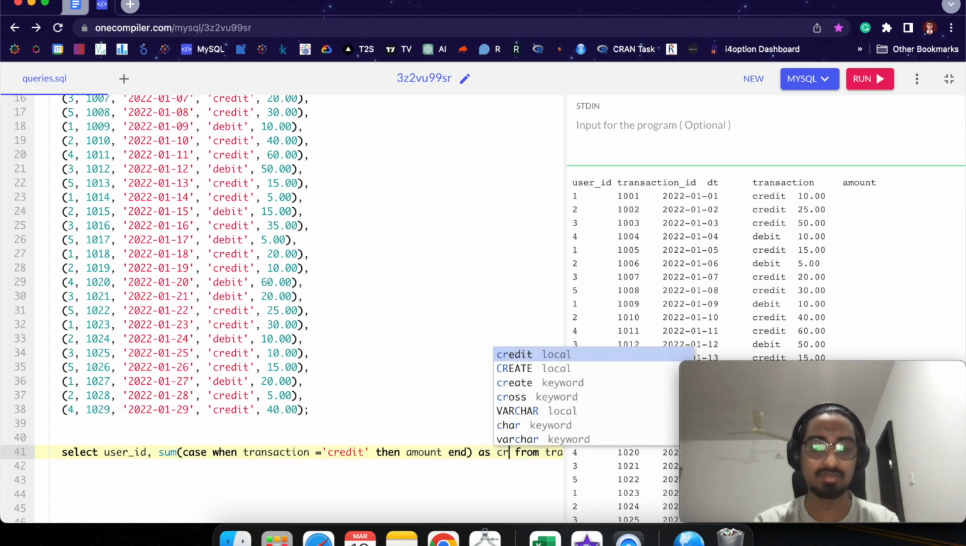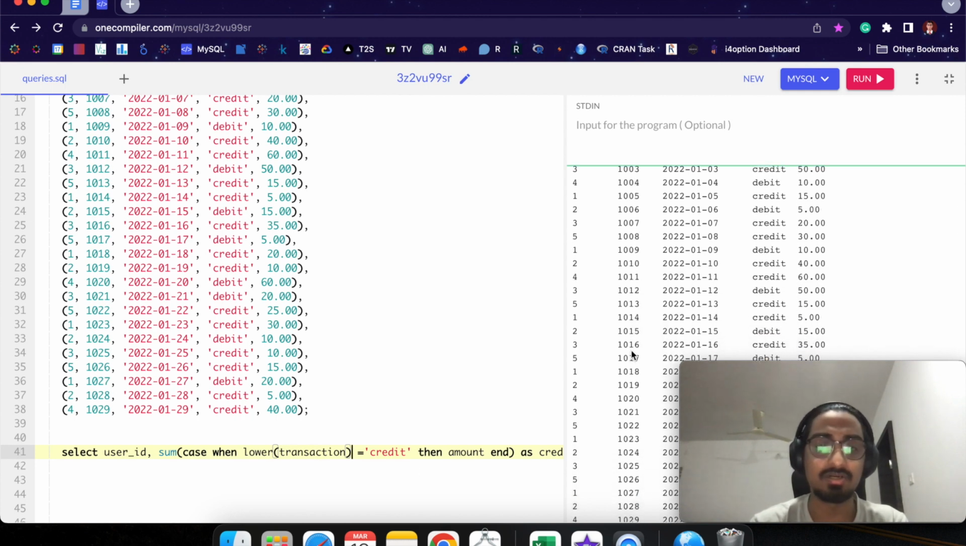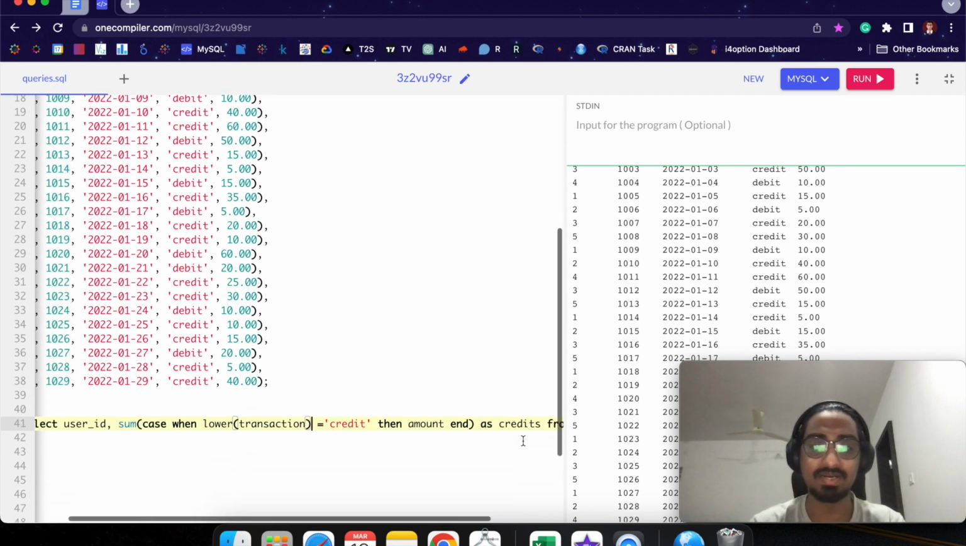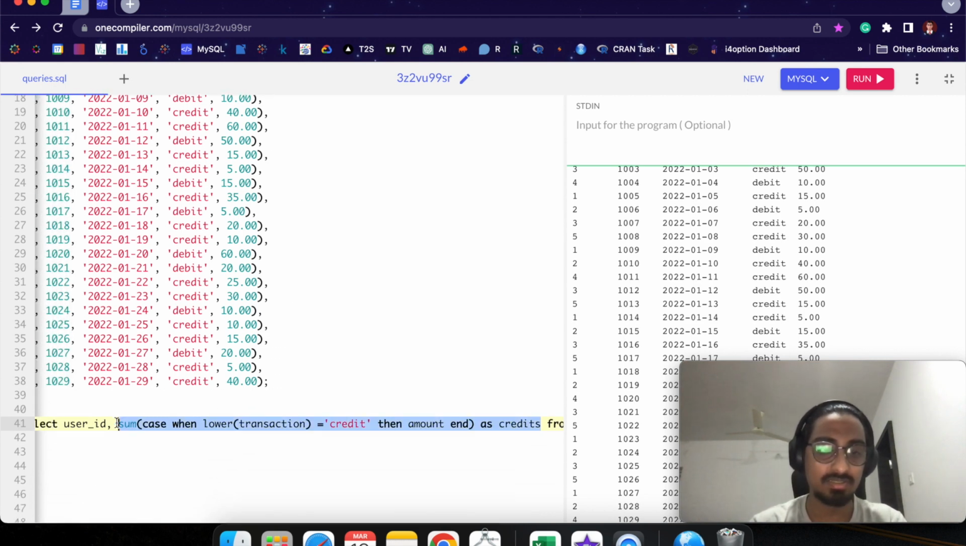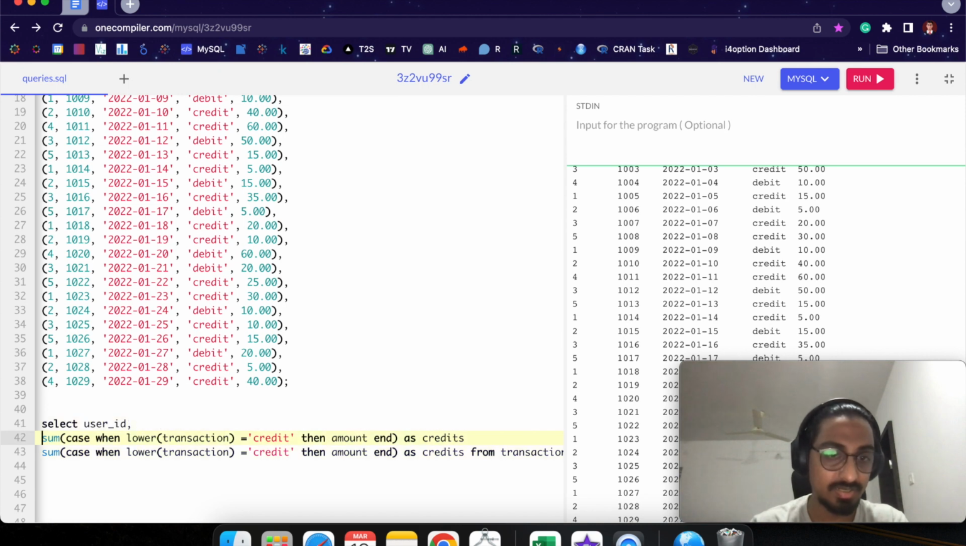So here let us put a lower function. This essentially helps us bring down everything to lower caps and then evaluate if both of them are matching. And therefore we are not going to lose data if in case any of the data is in caps lock on. So we have the credit data. Let's get the same thing done for debit, and let's align it.